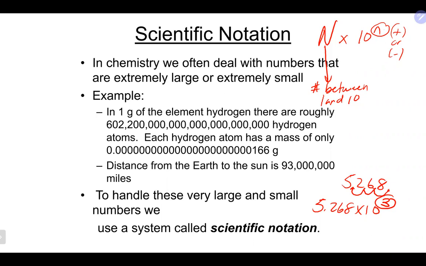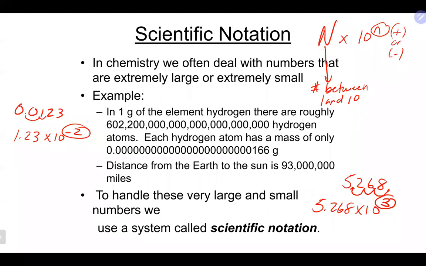If you have a smaller number, like 0.0123, if I go one place, that's 0.1. That is not a number between 1 and 10. I need to go one more place. That is 1.2. That is a number between 1 and 10. And this would be 1.23 times 10 to the minus 2, 2 because I moved it 2 places. Negative because it is a small number and I moved it to the right. So small numbers have a negative exponent. Large numbers have a positive exponent.